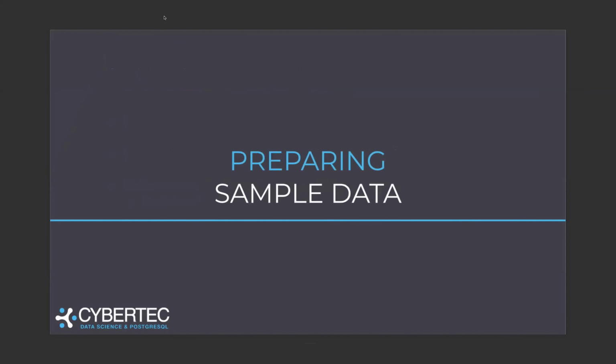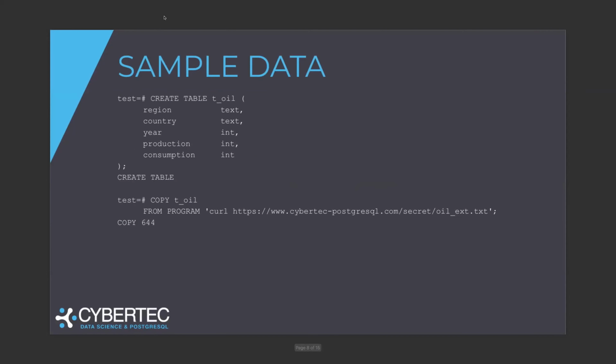But before we do that, we should load some sample data into our database so that we have something we can basically work with. I'm using my standard data set here. It's basically some data about the oil production of the world. What we got here is the region, the country, the year, production, consumption. And what the system does here is use the copy command as the superuser to directly load the data from this URL into the table. At the end of the day, we're going to have 644 rows in our database.